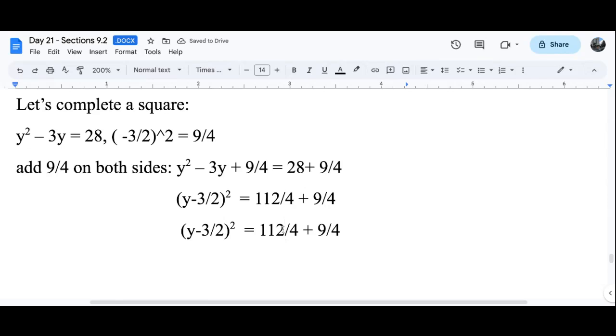Then they become 121 over 4, right? Because 112 plus 9, that's 121. So 121 over 4. Now square root both sides. Square root both sides. The square roots cancel each other. So on the left-hand side, we get y minus 3 over 2. On the right-hand side, we have plus or minus two values.